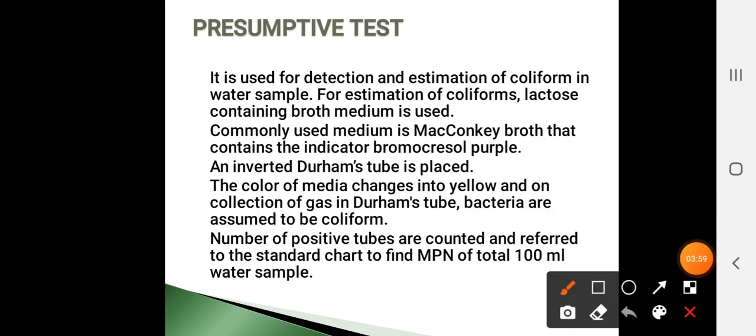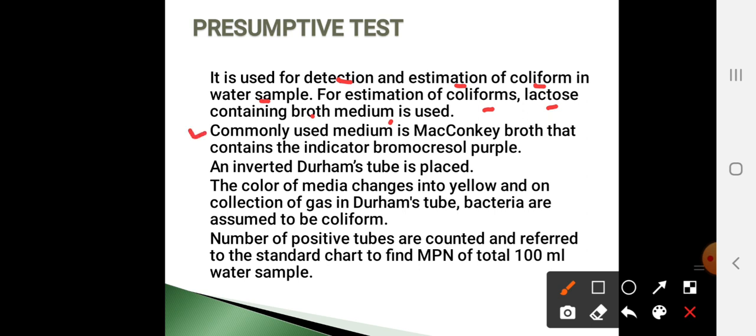First, the presumptive test. What is the presumptive test? It is used for the detection as well as the estimation of coliforms in the water sample. This test is performed specifically for coliform bacteria, to find whether coliforms are present in the water sample or not. For the estimation of coliforms, lactose-containing broth medium is used. Lactose broth will initiate the growth of bacteria or microorganisms present in the water sample.